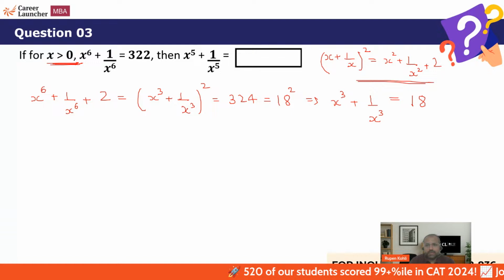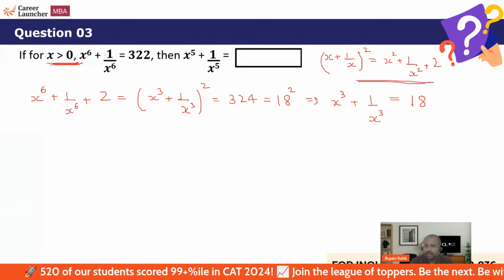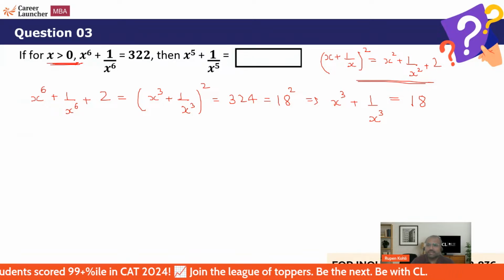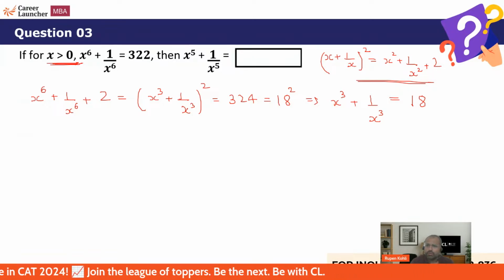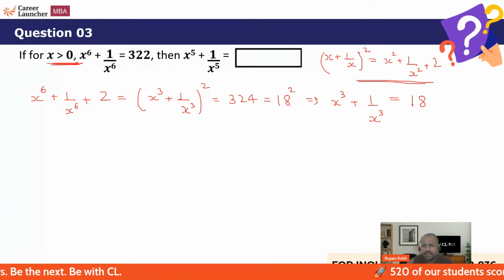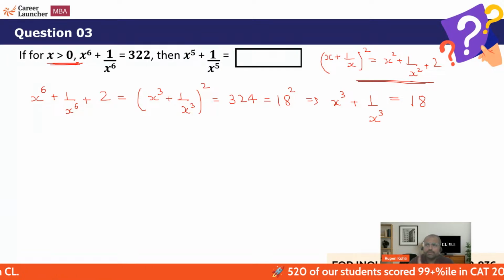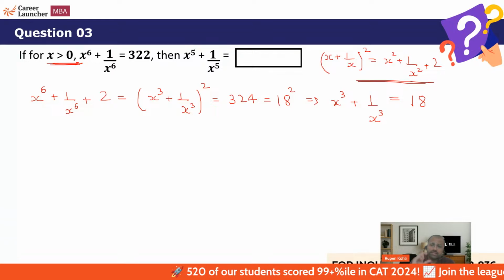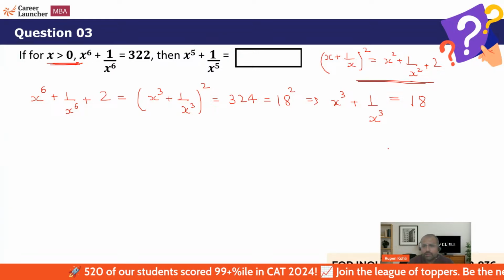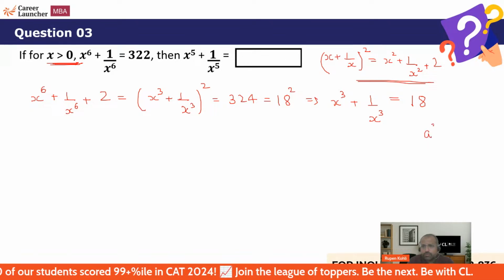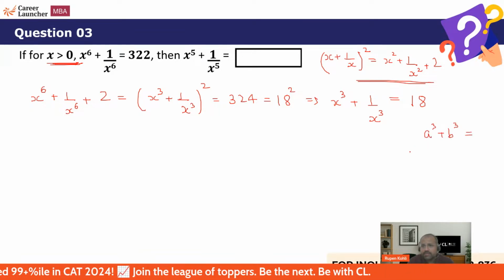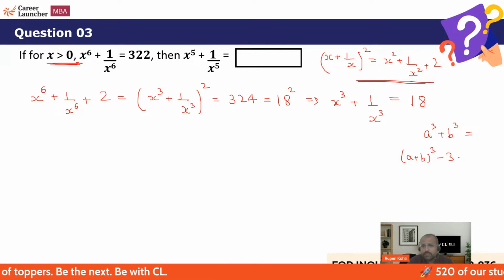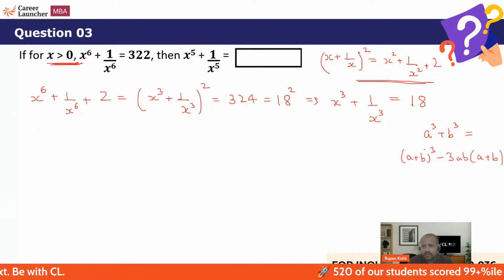Now comes the challenging part. How to find x plus 1 by x from here. Again, I'll go back to the basics of identities, right? I'm using all the basic identities which all of us have done in 8th, 9th, 10th. All of us know the expression for a cube plus b cube. Let me write it over here. A cube plus b cube is a plus b whole cube minus 3ab into a plus b. This is what we have, yes or no?